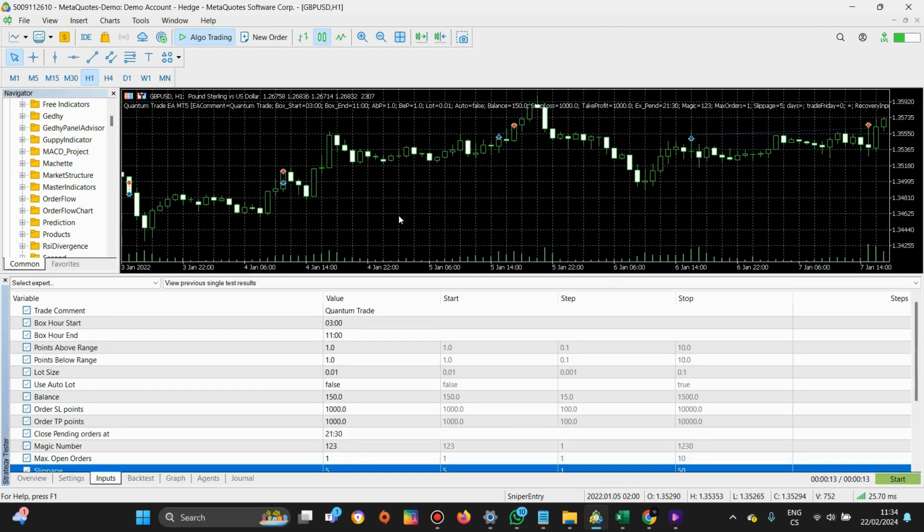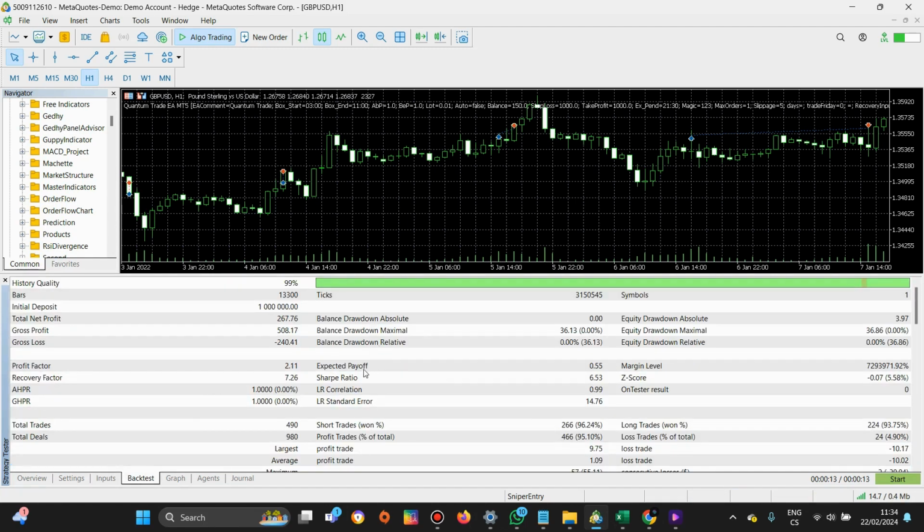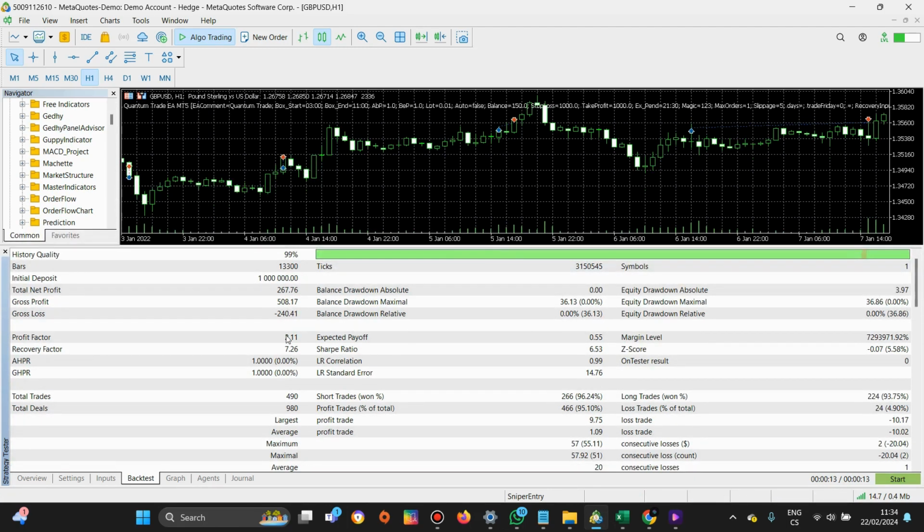The EA also uses a trailing stop, which is used for cashing in profits. And that's it. You can see some backtest results. The profit factor seems very nice, it opened almost 500 positions, and it has a very high winning percentage.